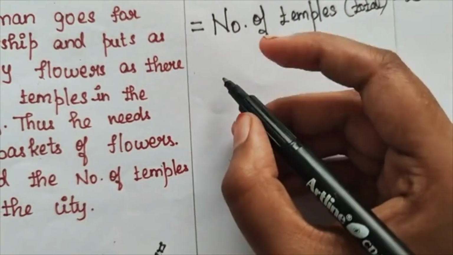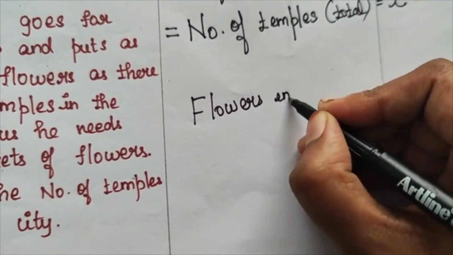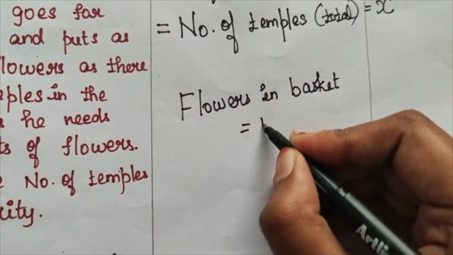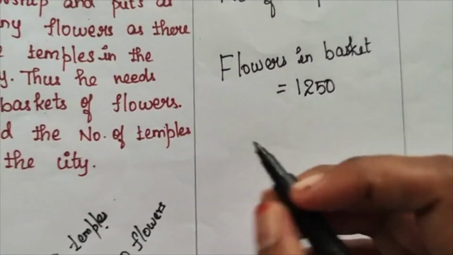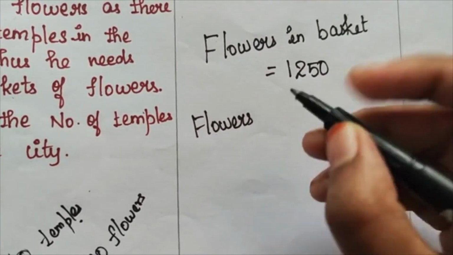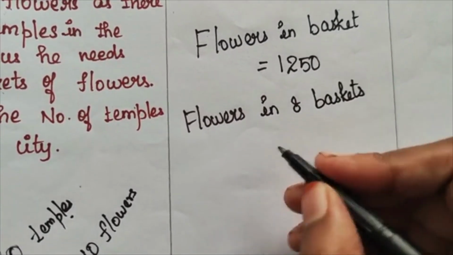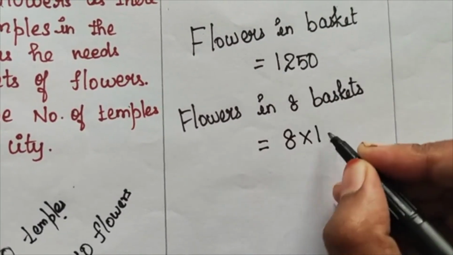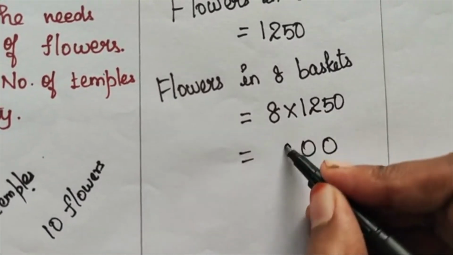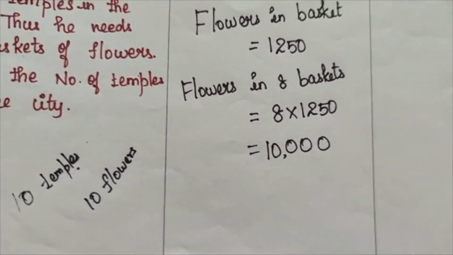So now it is given that flowers in one basket is equal to 1250. How many baskets needed? 8 baskets. So flowers in 8 baskets is equal to 8 into 1250. 0, 5 8s are 40, balance 4, 16, balance 2, 1 8 is 8, 10. So total flowers used is equal to 10,000.